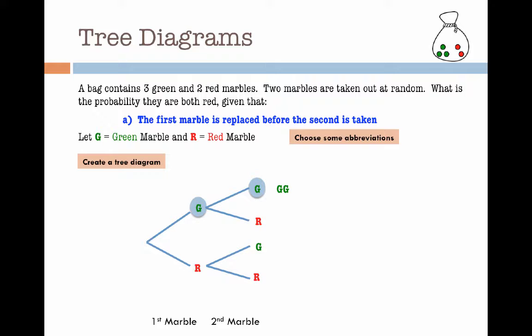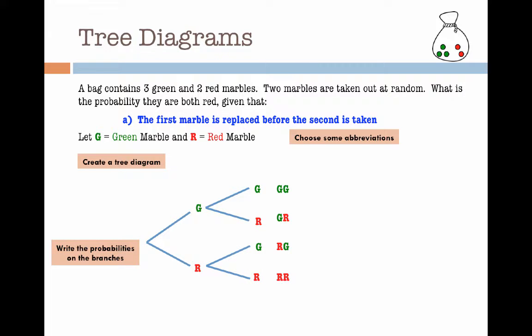Now I can find out the outcomes just following the branches. I can either get 2 green marbles in a row, I can get a green and a red and a green, or 2 reds in a row. And this is the probability that I want to try and work out. Now what I'm going to do is write the probabilities along each branch. Now the first time I take a marble, the probability of getting a green is 3 out of 5. The probability of getting a red is 2 out of 5.